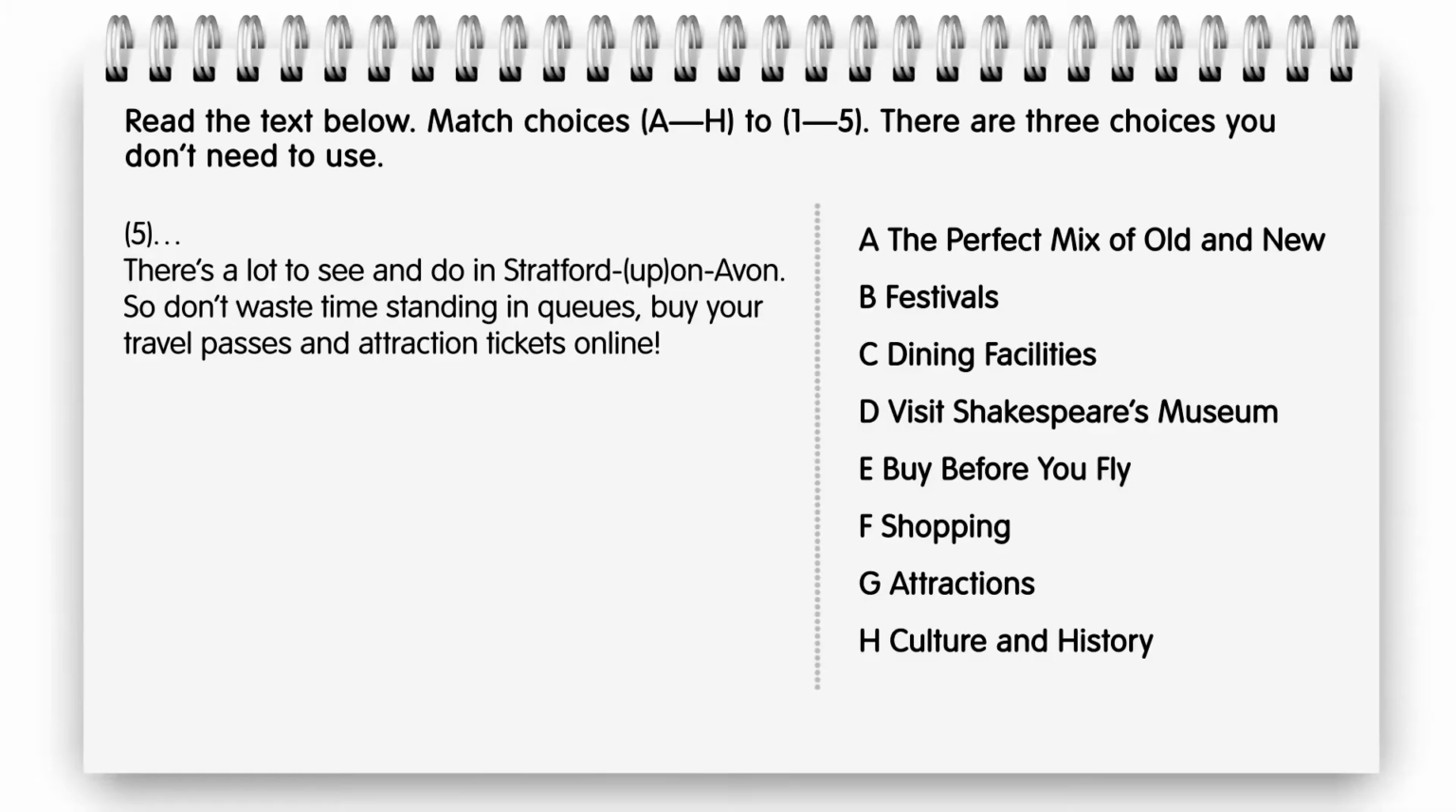Now, moving on to our 5th paragraph, we have a few more key words that we can look for. Here, the key words you should identify are queues, tickets online, and don't waste time. So from these, we can conclude that the option E, buy before you fly, is the best option here, because we're talking about queues and lines and waiting and tickets.